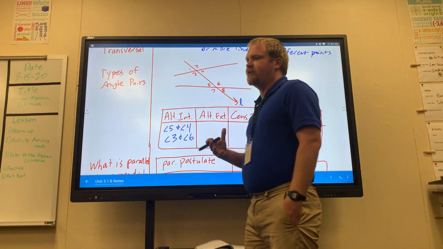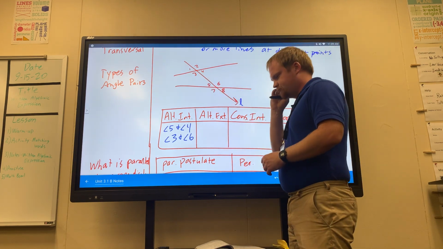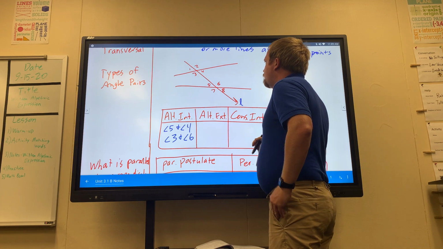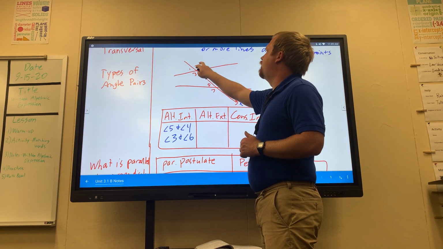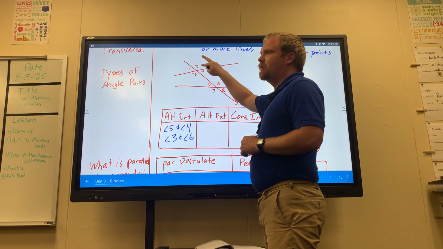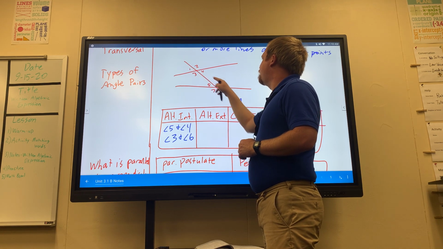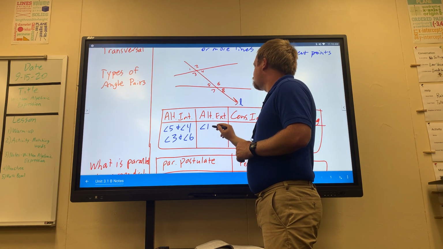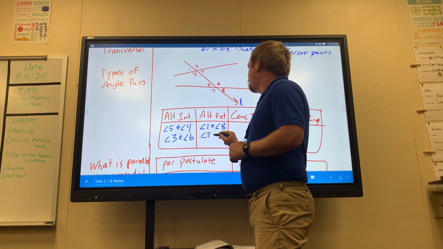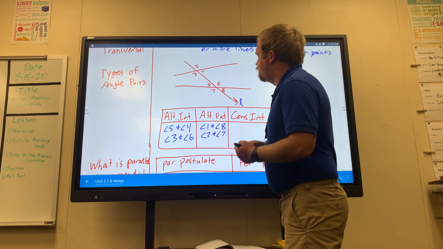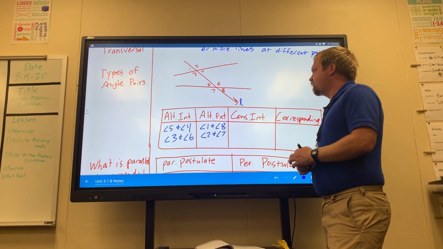Now, alternate exterior is the same idea, except I'm looking at the outside angles. So, for example, alternate exterior. I know my outside angles are going to be 1 and 2, 7 and 8. But what's alternating? From 1 alternates angle 8. What alternates 2 is angle 7. So you just got to remember that alternate is just opposite from the transversal.